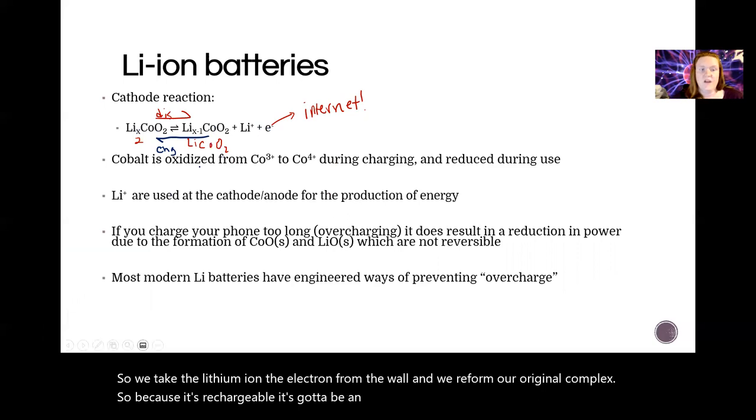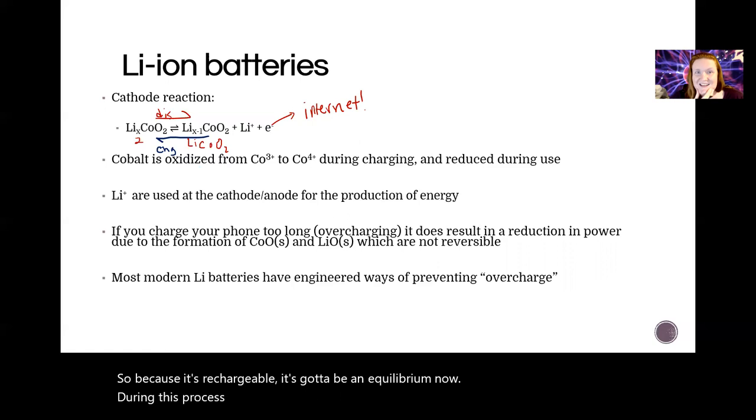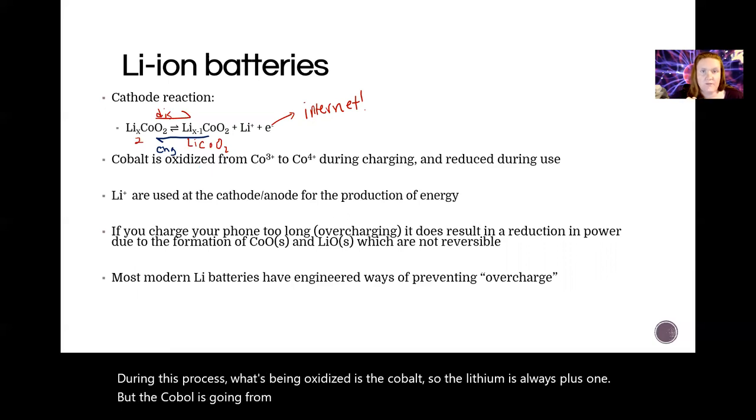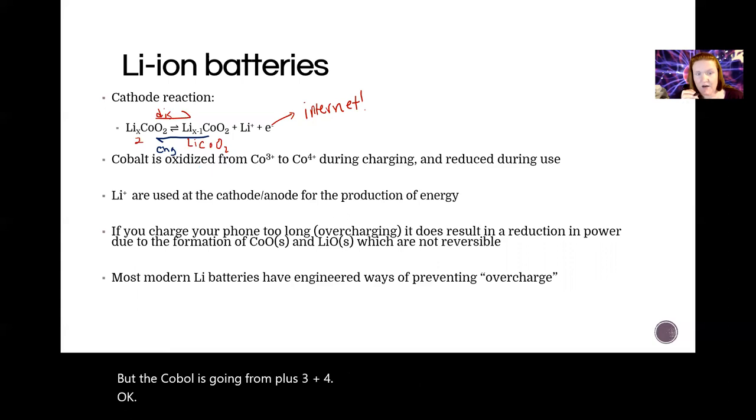Now, during this process, what's actually being oxidized is the cobalt. So the lithium is always plus one. But the cobalt is going from plus three to plus four. Okay. When you're recharging, it goes from plus four to plus three.